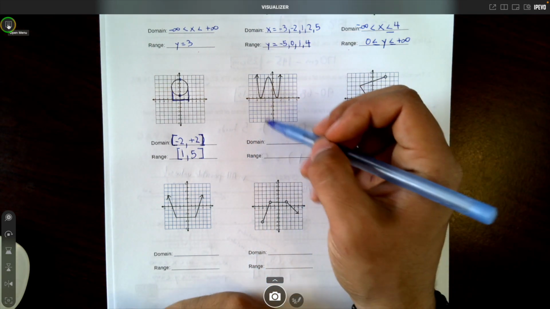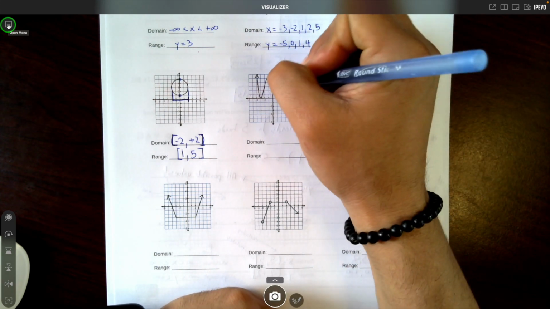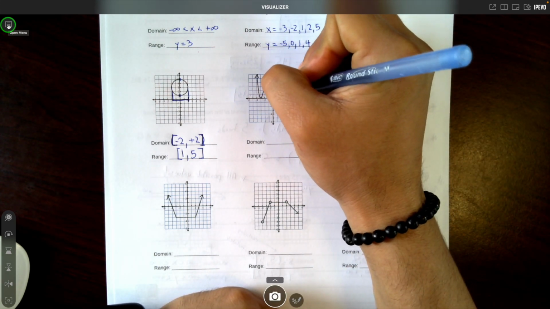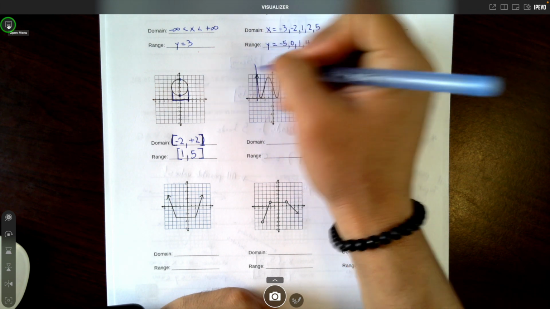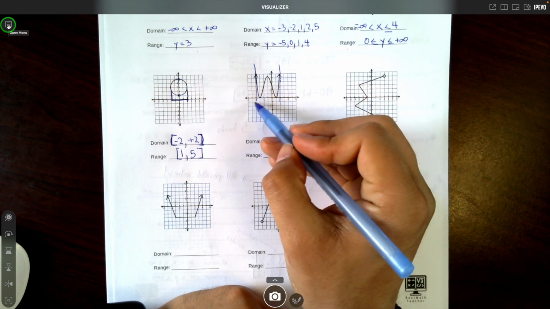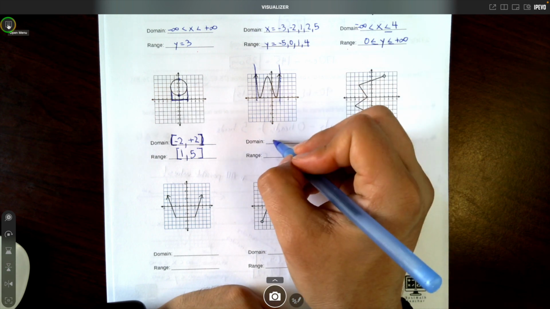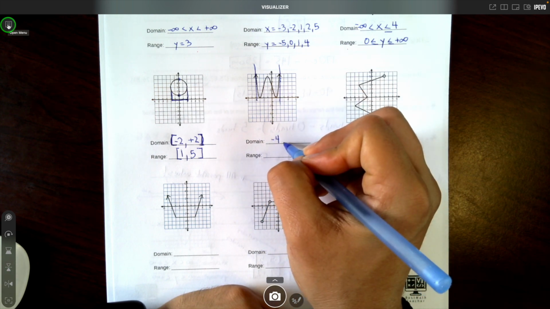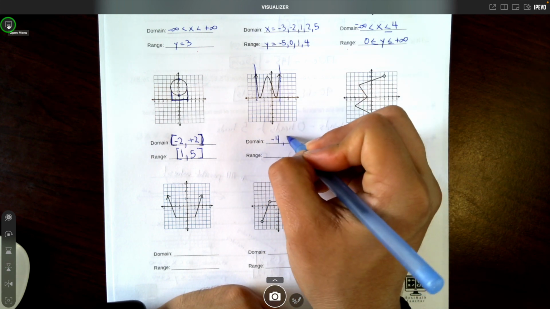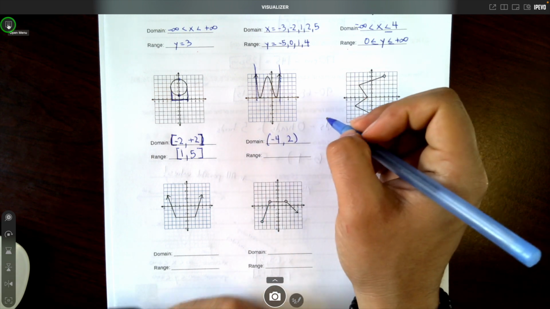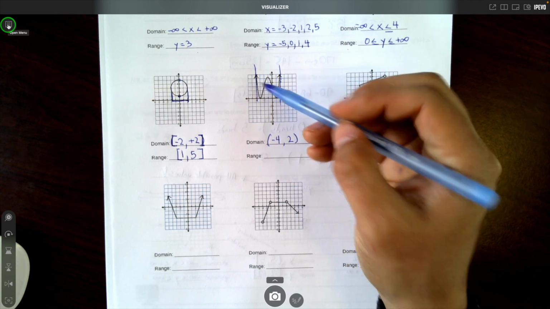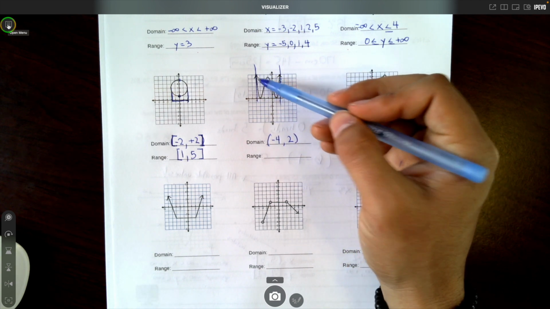Let's see, domain on this one. We did have a little conversation in class. This looks like there's a wall here, and it doesn't look like it's going to continue to the left. So at most, it's between negative 4 and positive 2. Negative 4, positive 2. And I'm going to say it does not actually reach those points. I feel like it might be getting closer and closer, but it doesn't actually reach.